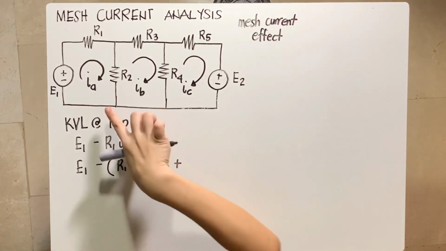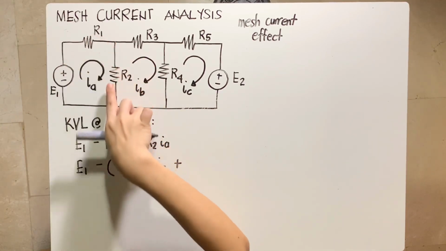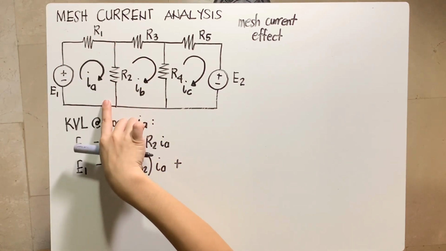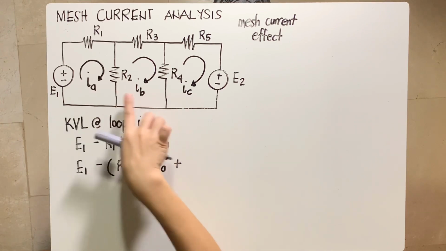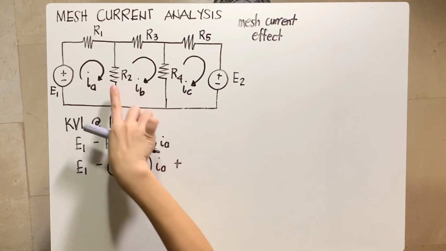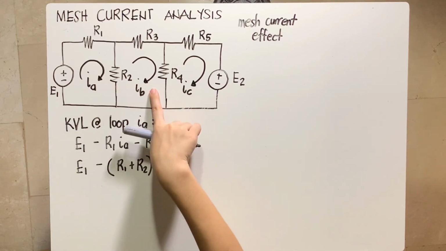Merong branch dito sa loob ng mesh na to. May branch sa loob ng mesh na to na nakaka-experience ng effect ng isa pang mesh current. And that is R2. R2 is in between two meshes. Ibig sabihin, it is affected by two mesh currents. You have IA on its left and IB on its right.